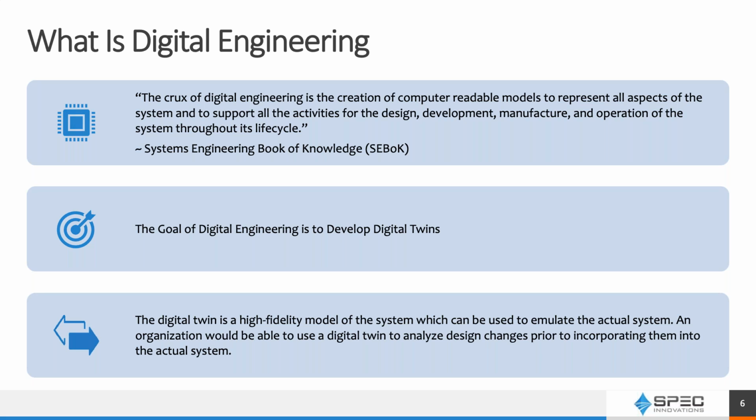And what digital twins typically are is a high fidelity model of the system, which can be used to emulate the actual system. An organization would be able to use the digital twin to analyze design changes prior to incorporating them into the actual system. What this really does is save a lot of cost and a lot of time when you can utilize the modular open systems approach, or MOSA, to swap in and out different products in order to test them synthetically versus actually having to purchase the equipment.